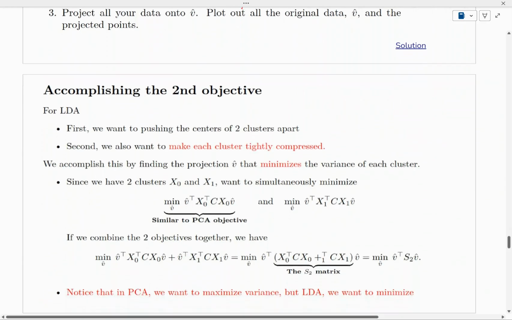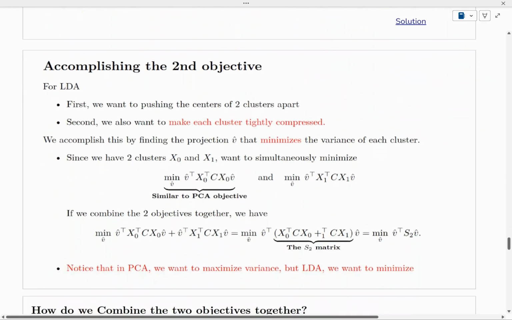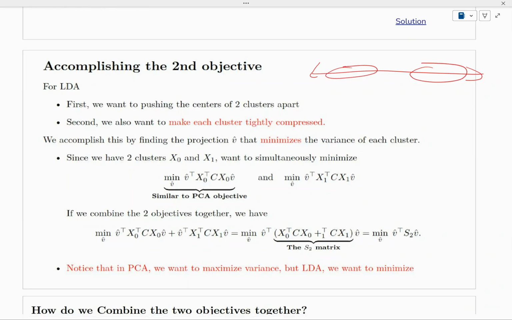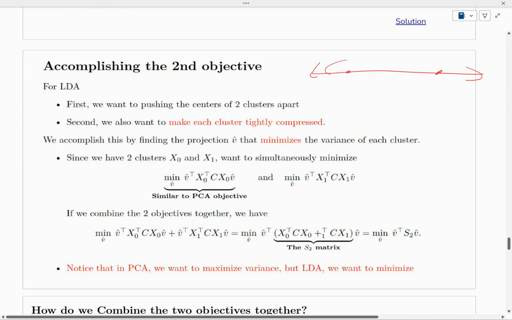All right, next. Now, we have performed the first objective. The first objective is, after you perform projection, ideally you want to maximize the distance between the two centers. However, there's a second objective. The clusters may be too big after you do the projection, so that the clusters could overlap each other in certain areas. So ideally, we want to push the centers apart, but simultaneously, we want the clusters to be as small as possible. So that's the second objective.